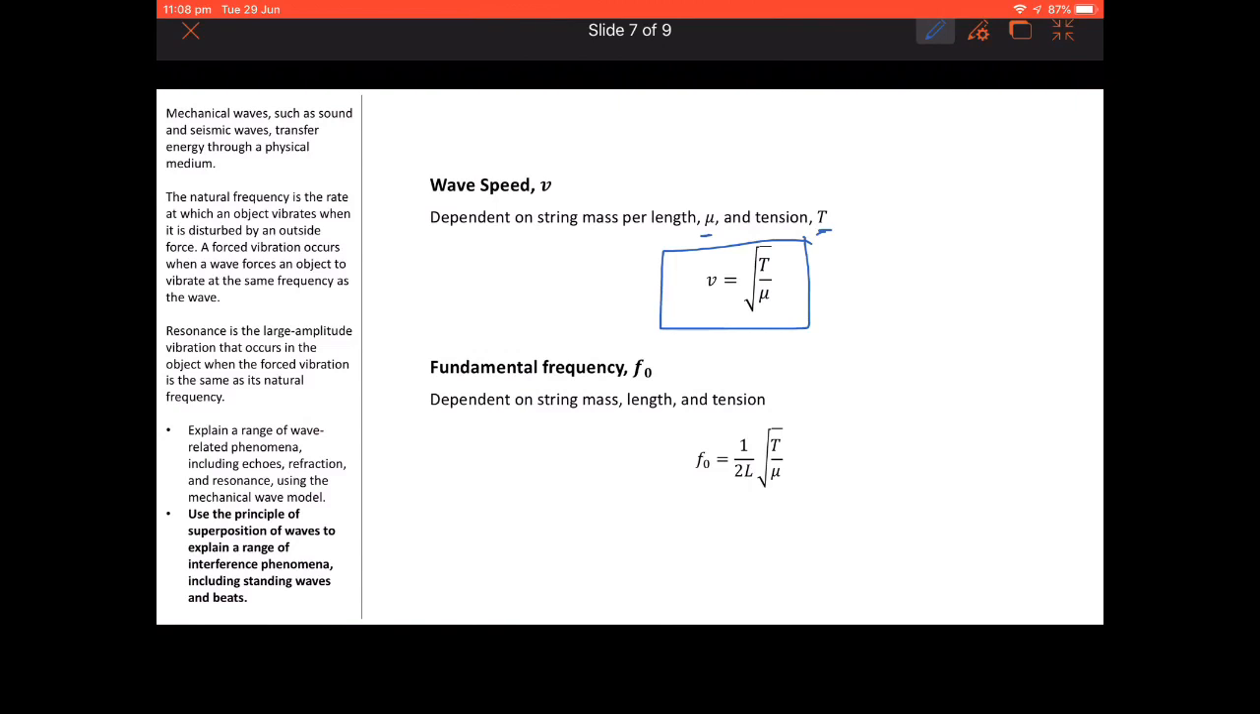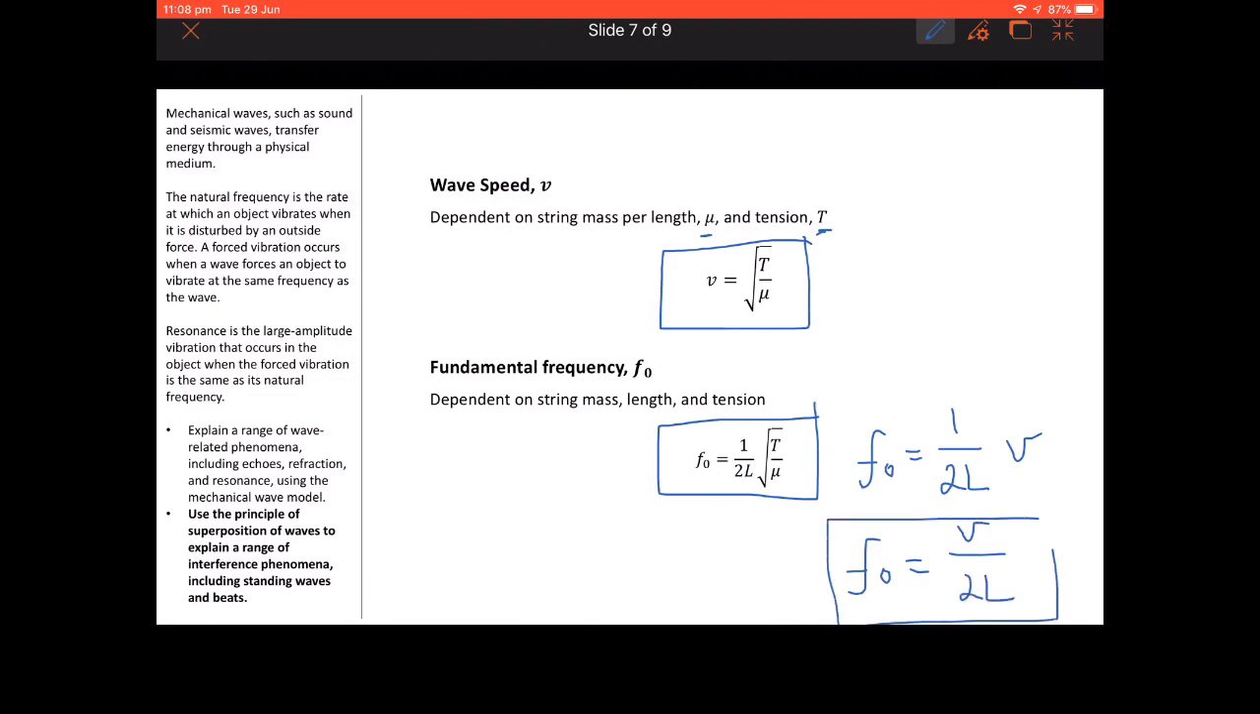The fundamental frequency of a string is dependent on string mass, string length, and string tension. And the rule for this is 1 on twice the length, or 1 divided by twice the length of the string, multiplied by the square root of the string's tension divided by the string's mass per unit length. So another way of writing this is that fundamental frequency is equal to 1 divided by twice the length multiplied by the wave speed. You can also just write this as wave speed divided by 2 times the length of the string.